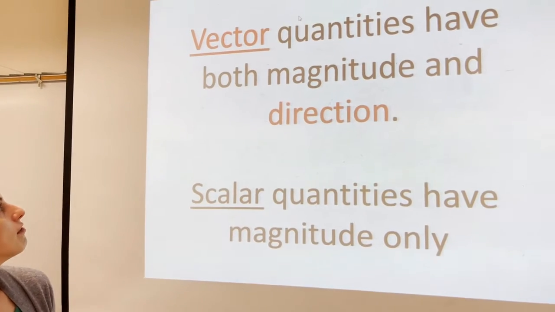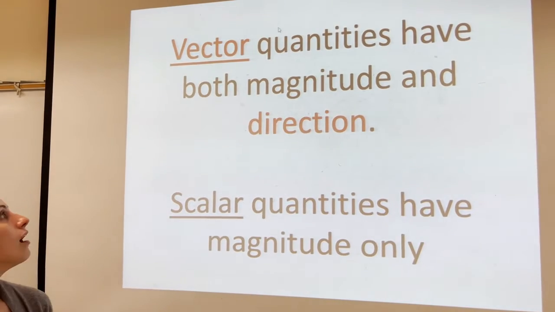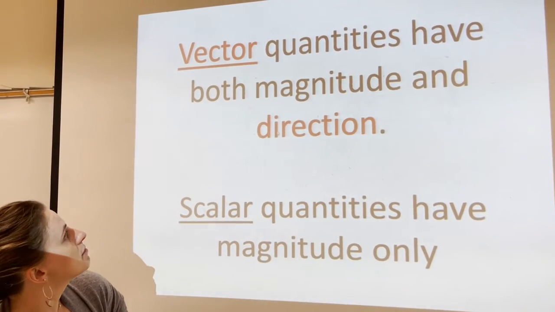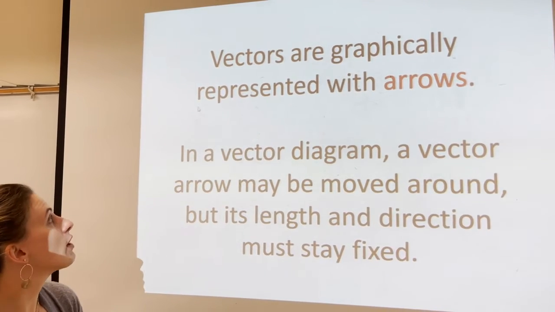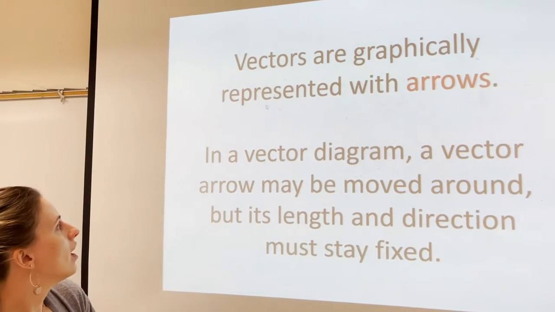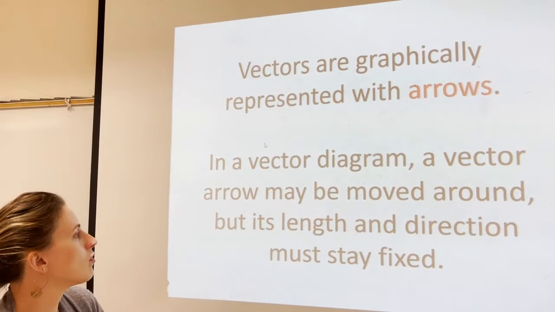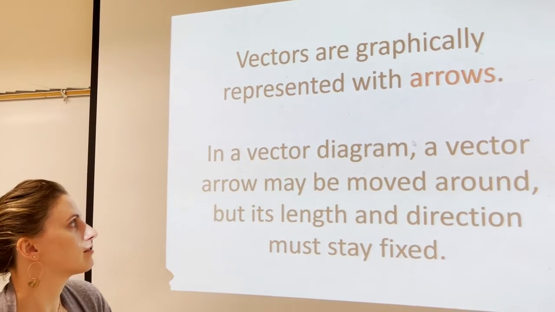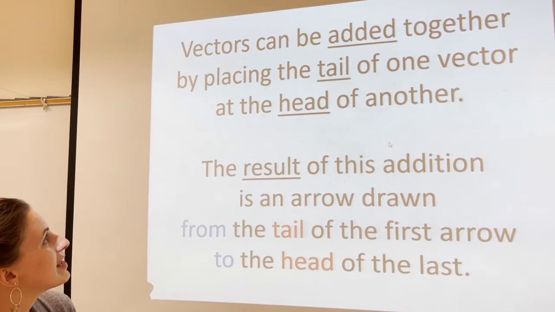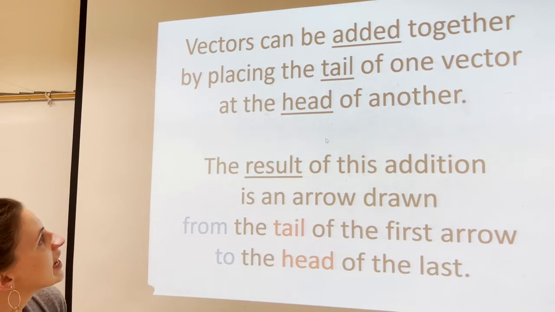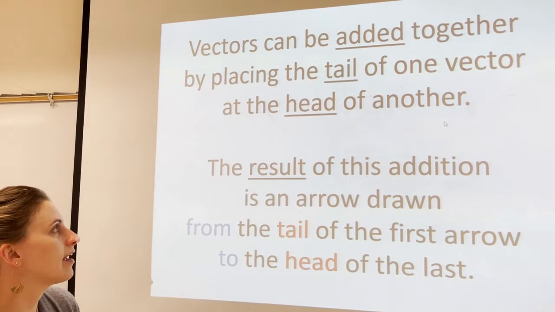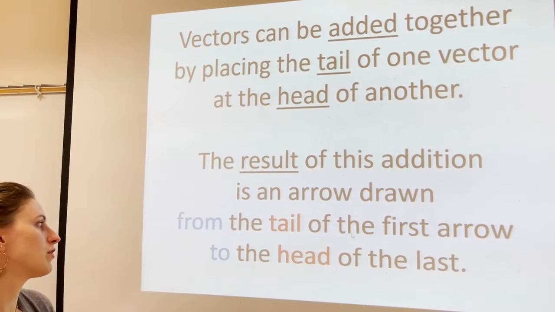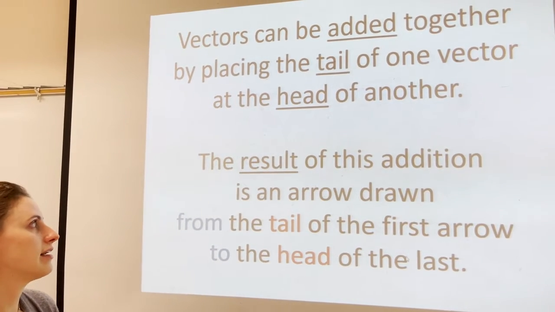Vector quantities have both magnitude and direction. Scalar quantities have magnitude only. Simple definition here. Vectors are graphically represented with arrows. In a vector diagram, a vector arrow may be moved around, but its length and direction must stay fixed. Vectors can be added together by placing the tail of one vector at the head of the other. The result of this addition is an arrow drawn from the tail of the first arrow to the head of the last, and it's our resultant.